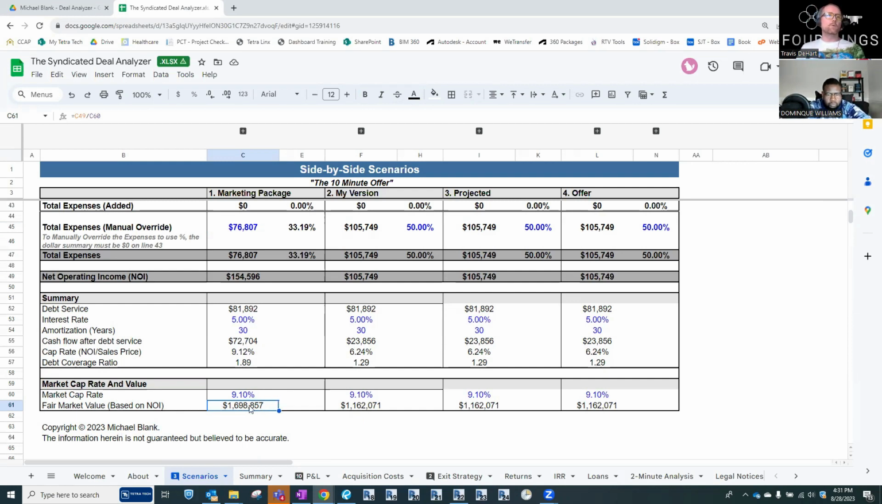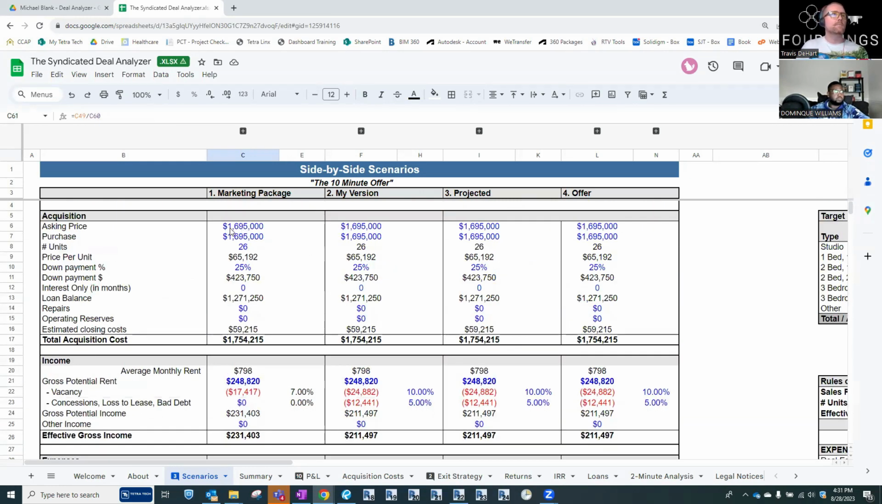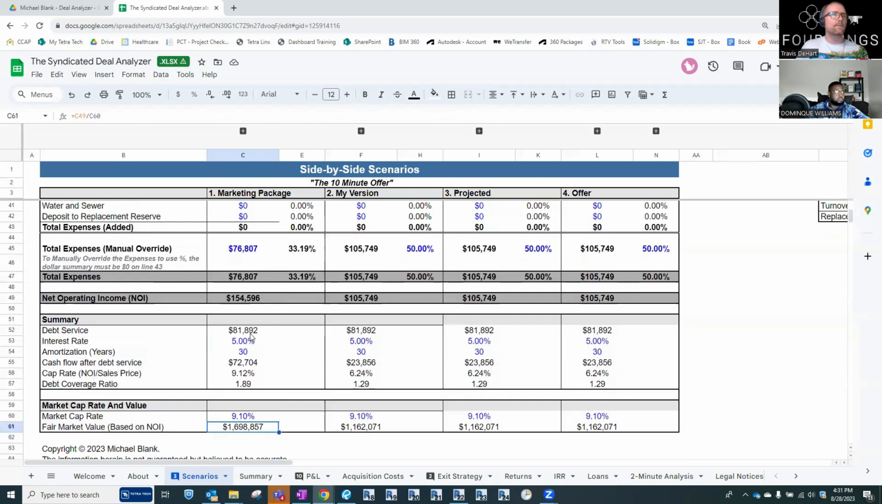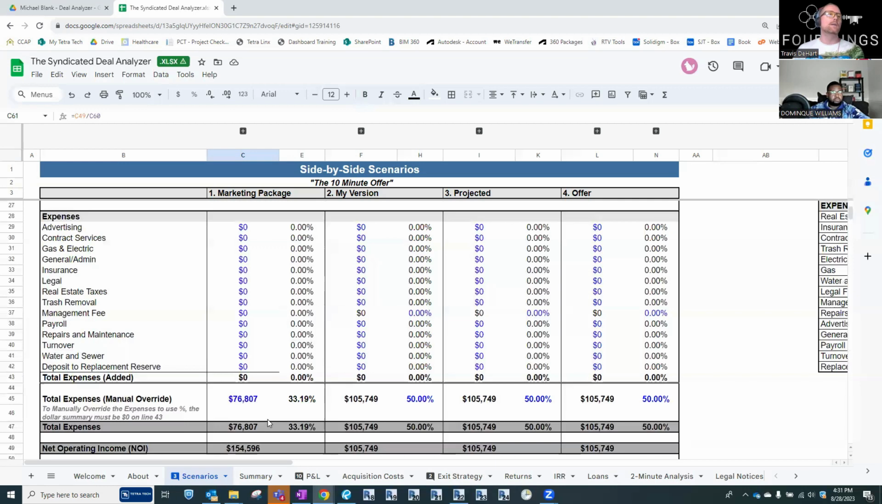So that actually lowered just slightly. And so the asking price is 1695, and it says right here that the fair market value is 1698. Now, some of the things that we want to look at as a next step with our analysis, still just doing a quick analysis, is this right here, the total expenses.